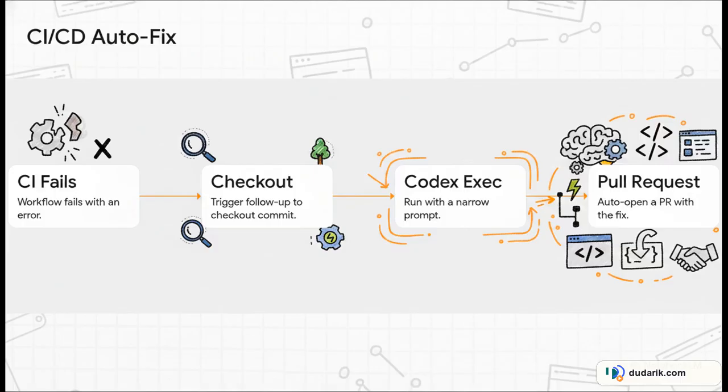Just picture this. Your CI workflow fails with an error. Boom, that automatically triggers a follow-up to check out the bad commit. Then it runs codex exec with a super narrow prompt, investigates the issue, and instantly auto-opens a fresh pull request with the exact fix. No way, right?